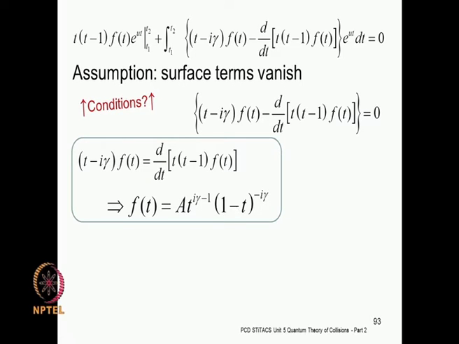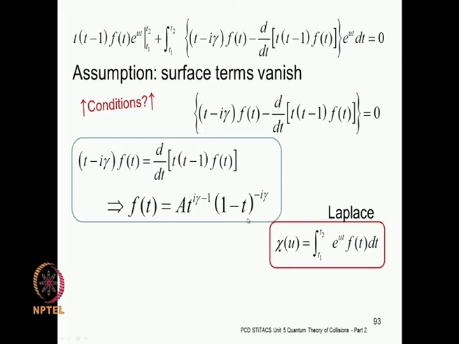So, here you have got ft given by this, and now you can put this ft in the Laplace expression, because we have found out what this ft should be. And then we will have to choose the path of integration in the complex t plane such that we can justify our assumption that the surface terms vanish. That is the trick.